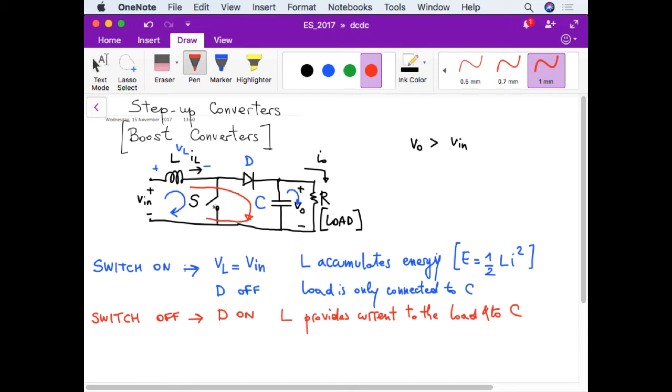Of course, we can evaluate what happens in a more quantitative way. You should be able to notice that when the switch is off and the diode is conducting, the voltage applied to the inductor is this voltage minus this voltage. If we discard the voltage drop on the diode, this node is at VO. So VL is equal to V in minus VO.